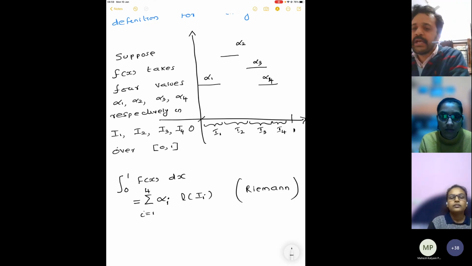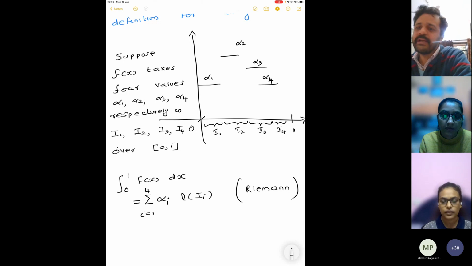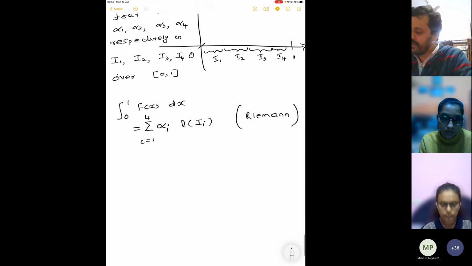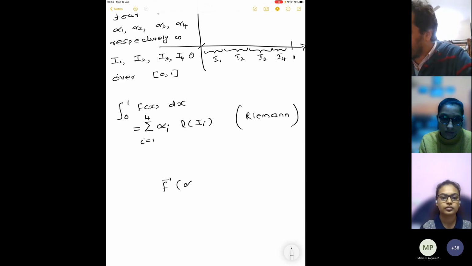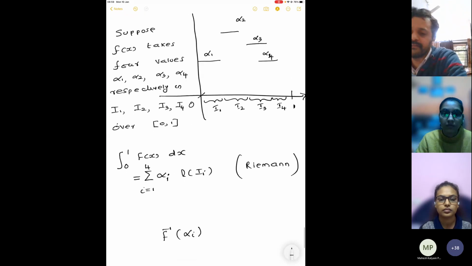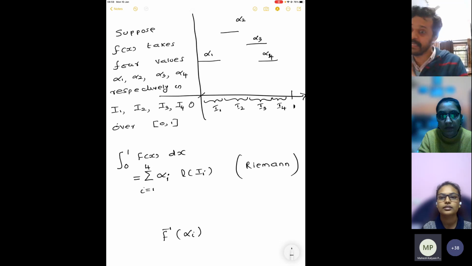Now what we do is look at those nodes. So you consider f inverse of alpha 1. That will give you all the places where the function takes the value alpha 1, right? And consider f inverse of alpha 2. So what you do is consider this f inverse of alpha i. In this case, they are intervals. What is f inverse of alpha 1? Where the function takes the alpha 1 value. It is I1 in this case.